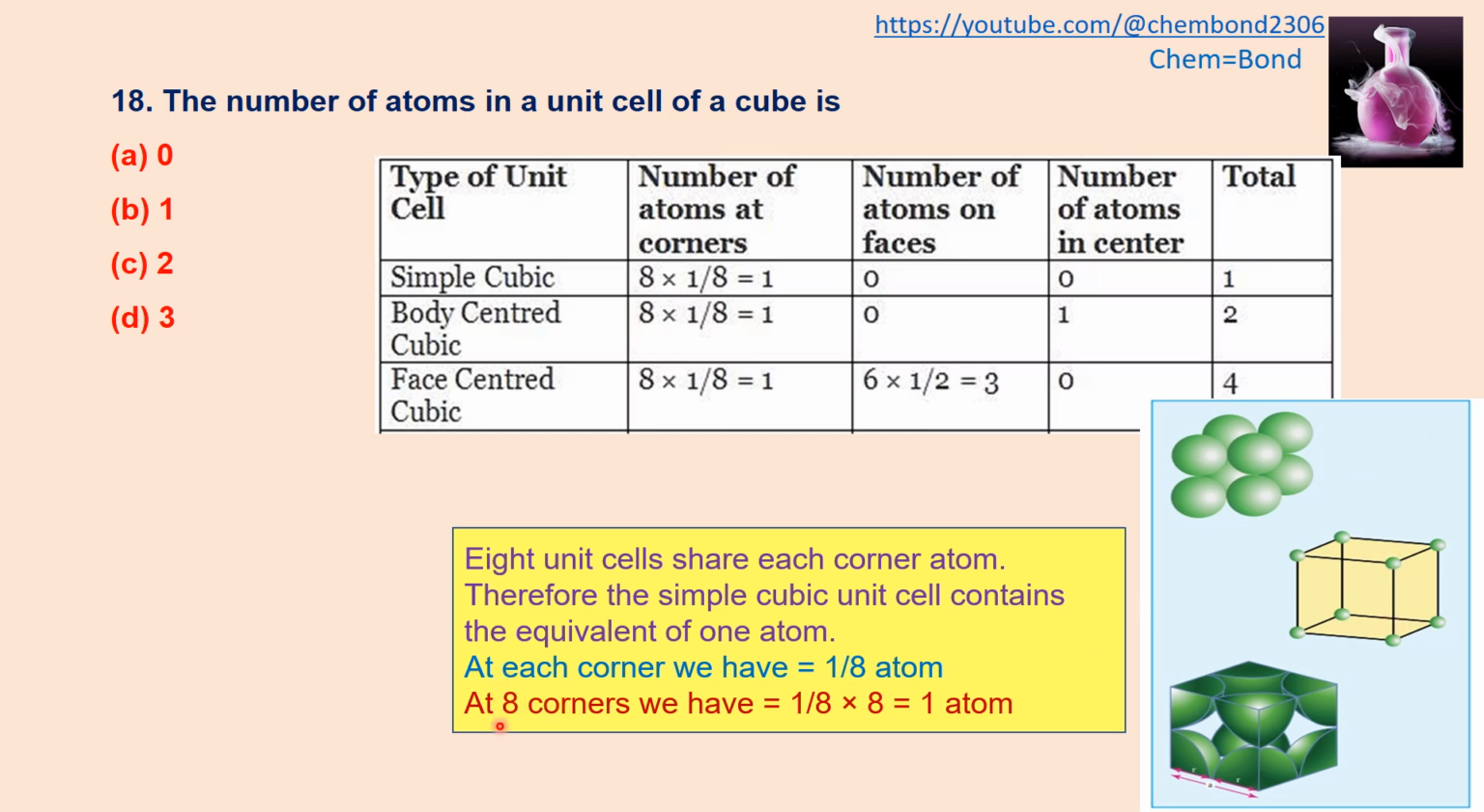So at 8 corners we have 1 by 8 atoms at each corner, and there are 8 corners, so we will have 1 atom in the simple cube. Here it is also obtained from the information table. Simple cubic: 8 corners times 1 by 8. There is no atom at the faces and no atom at the center. So we have a total of 1 atom present in simple cubic.